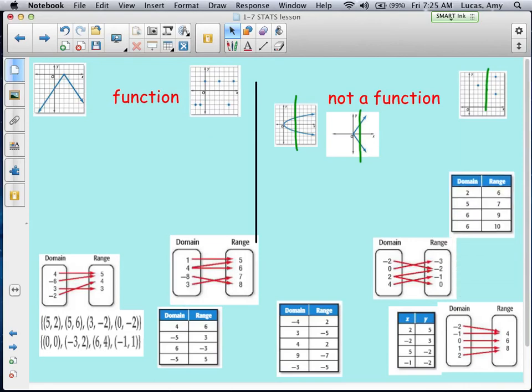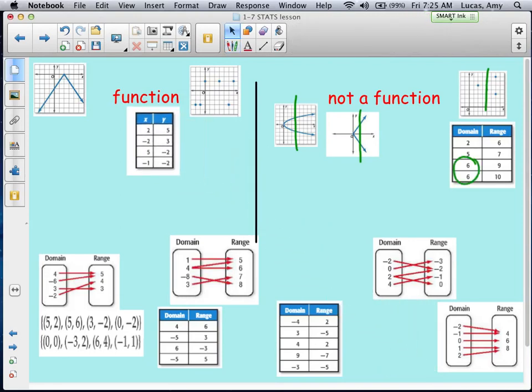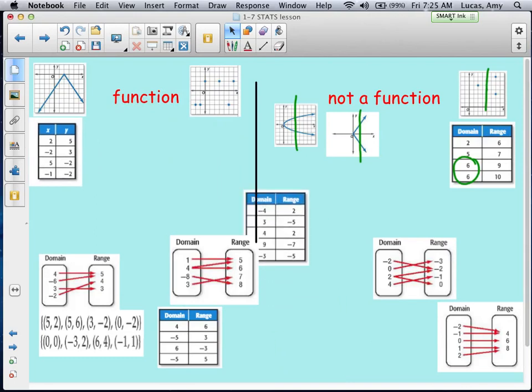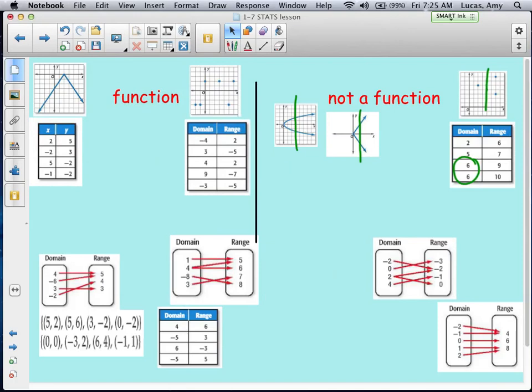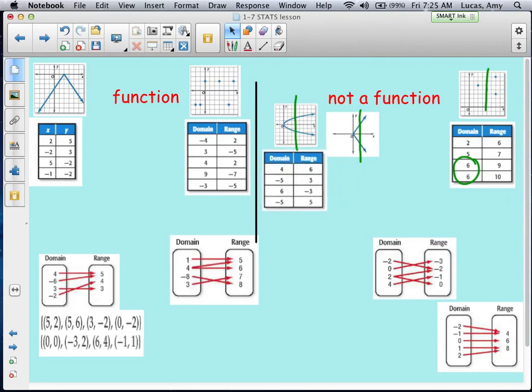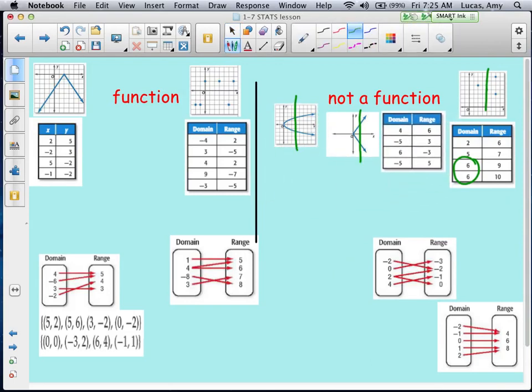Okay. Then probably move on to the tables. Now, this one has the 6 repeating in the domain. Can't have that. This one has no repeats in our domain. This one has no repeats in our domain, because a positive 4 and a negative 4 are not the same. Positive 3 and negative 3 are also not the same. This one's got a repeat, so it fails. That repeat is right there.